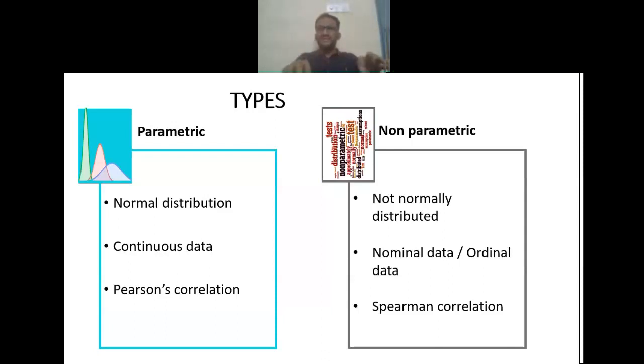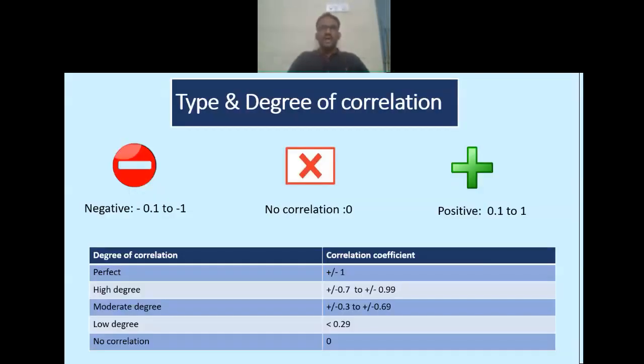I'm not going into the details of what the formula is for Pearson's correlation or Spearman correlation, because all the statistical software is available, and practically none of us are going to do it using formulas per se. So I think that is not of much concern. What is our concern is to know about the types and degrees of correlation. With respect to correlational studies, there can be two types: either it can be positively correlated or it can be negatively correlated.